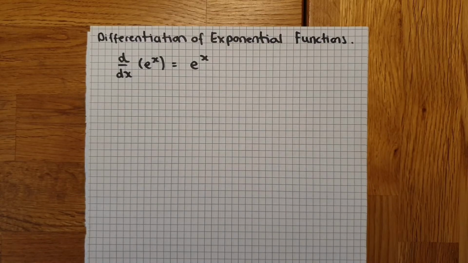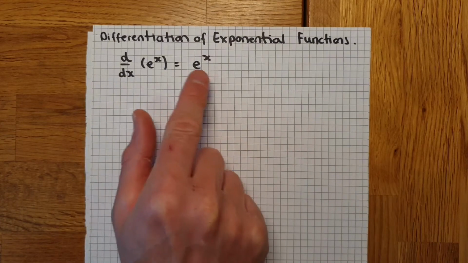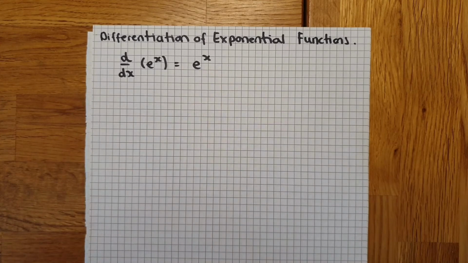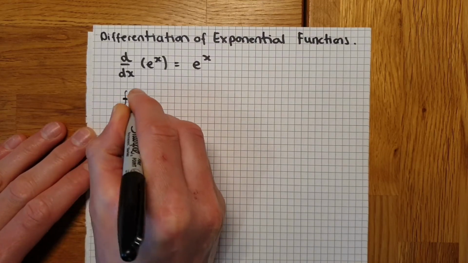Okay, so we're also going to learn today about the differentiation of exponential functions. And we're going to find out why the derivative of e to the x is just e to the x. You might expect it to be something else, but it's not. The derivative of e to the x is just e to the x. So if we say, first of all, that f of x equals e to the x.